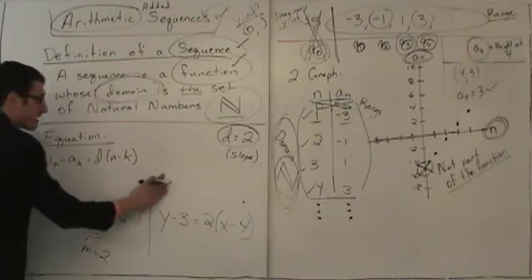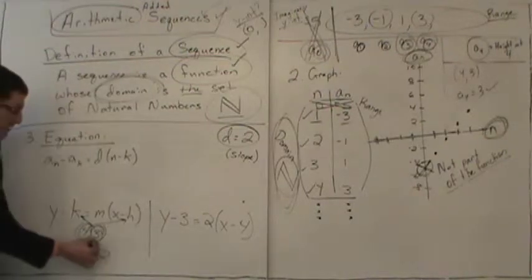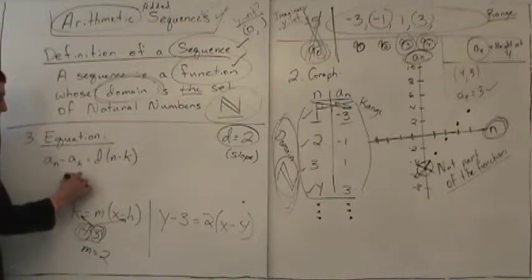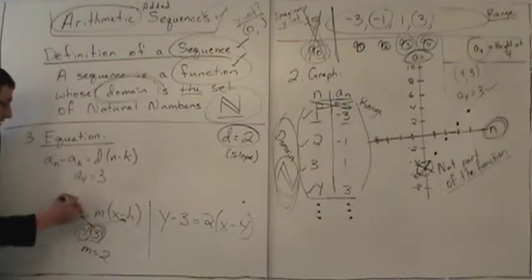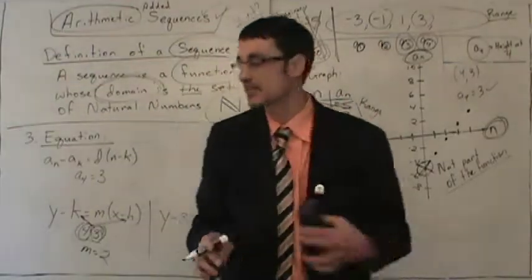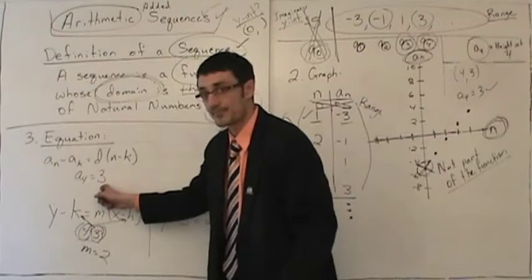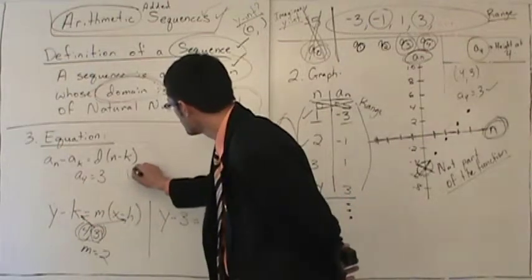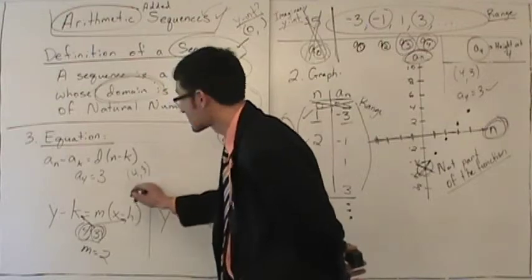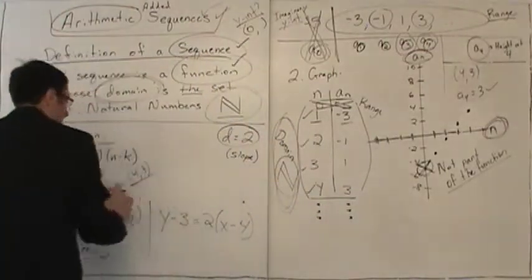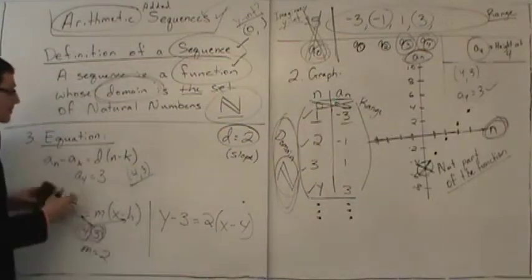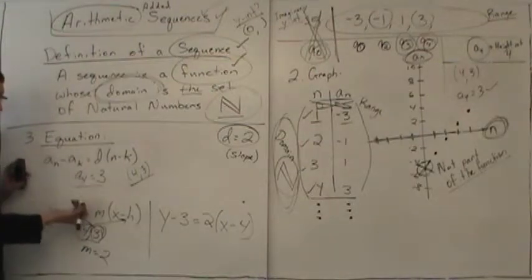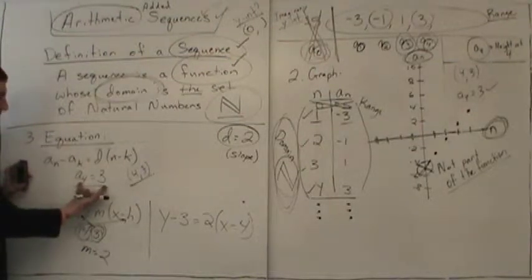Now, with the arithmetic sequence, you're going to write it like this. Instead of writing it 4 comma 3, you're going to write it as a sub 4 equals 3. And we read this as the point 4, 3. Now, for the homework, if you need to write 4 comma 3, that's fine. But I want you to get away from writing points as 4 comma 3. How do we write points for sequences? We write points as a sub 4 equals 3, and you read this as 4, 3.